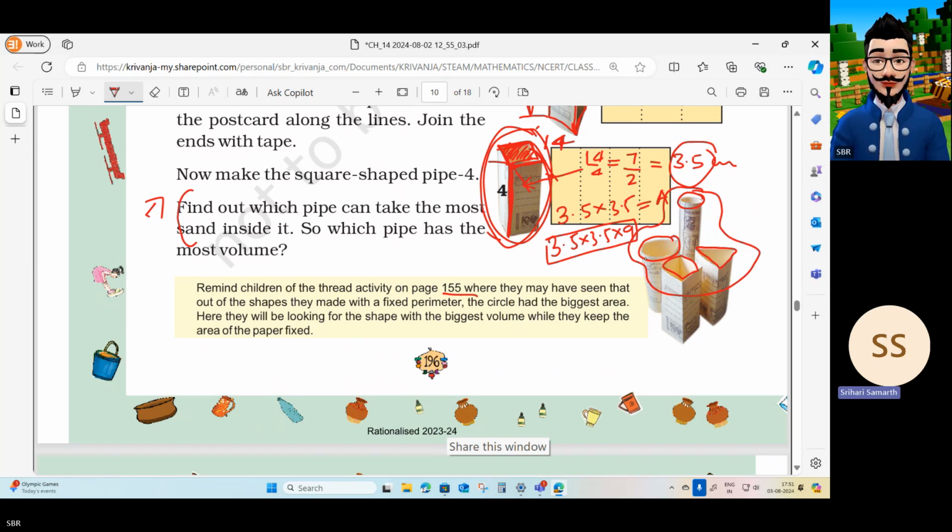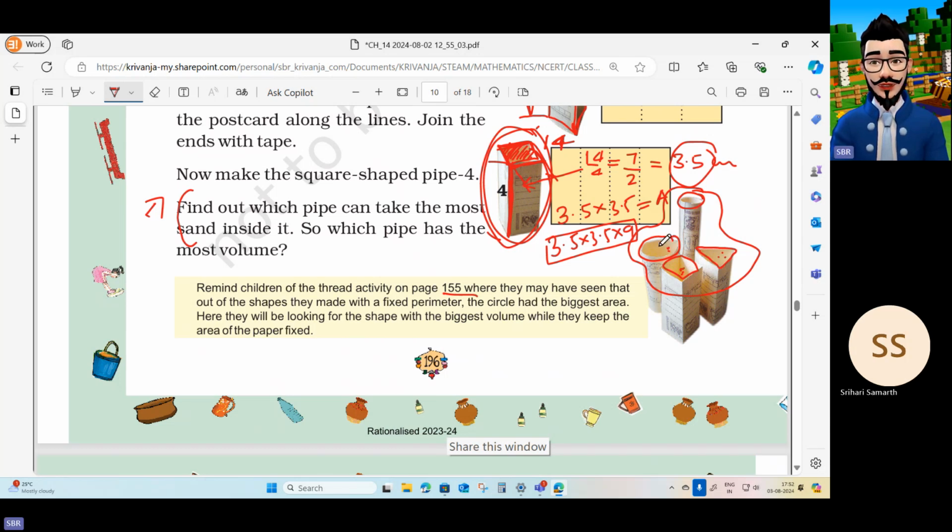The perimeter for all these shapes was. For these three shapes? I don't remember. Why you don't remember? You have it here, right? 14. Where is your brain?